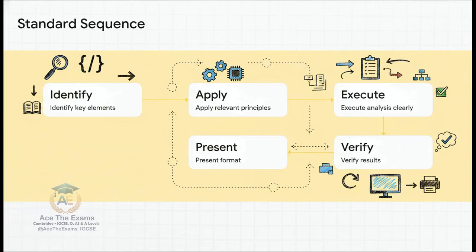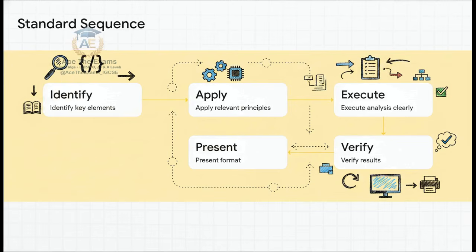Step 1, identify the key elements of the code. Highlight the variables, the loops, the if statements. Step 2, apply the relevant computer science principles to those specific elements. Step 3, execute your analysis with crystal clear working. Don't do it all in your head. Step 4, verify your results. I want you to literally do a quick mental dry run. If you have a 60-second visual countdown timer in your head, spend 15 seconds of it just verifying.